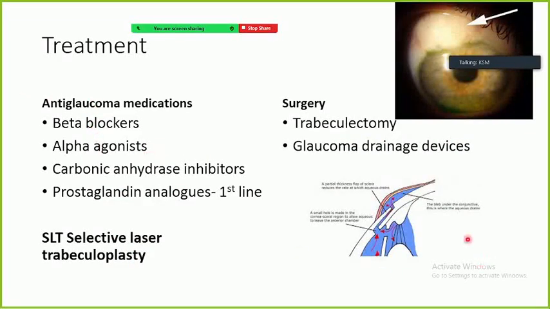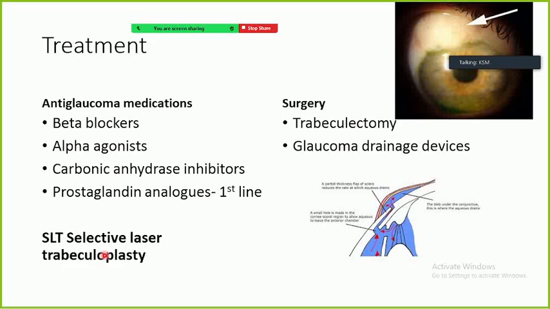So for treatment, there are aqueous suppressants. As you know, the aqueous is produced here. So if you suppress the aqueous production or increase the drainage, those are the ways of treatment. Early on it was medicine and surgery. Now for open angle glaucoma, according to the Royal College of Ophthalmology guidelines, SLT, or selective laser trabeculoplasty, is the first line now. And the machines were not available in Sri Lanka, but there's one machine in Colombo.